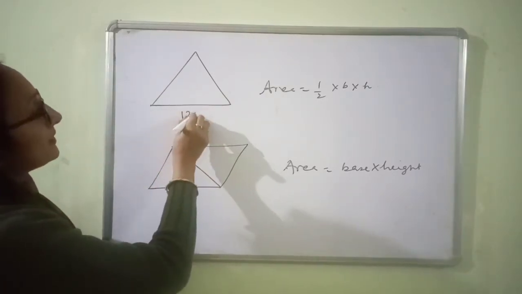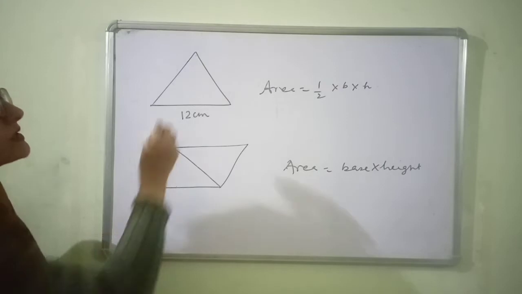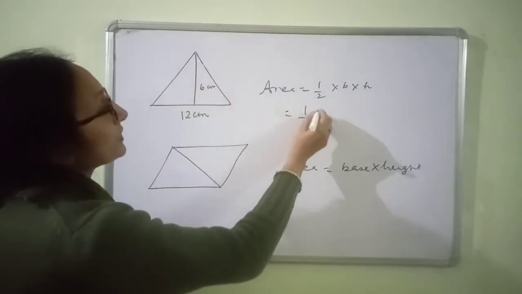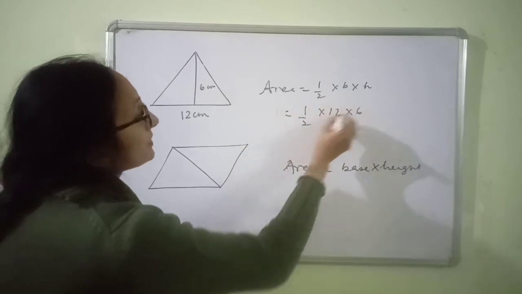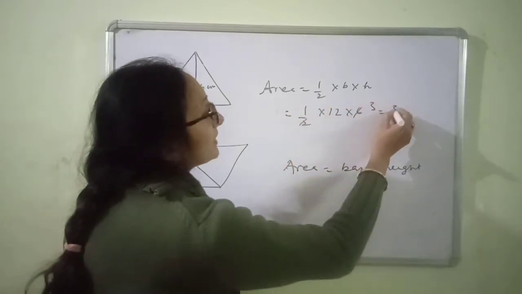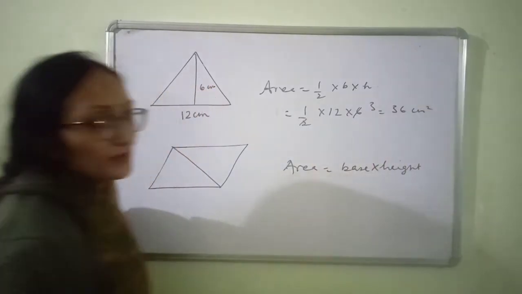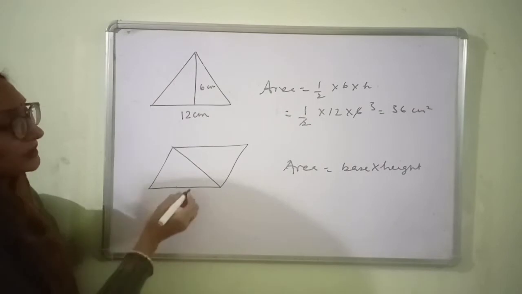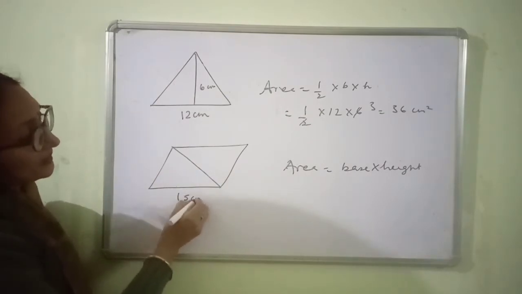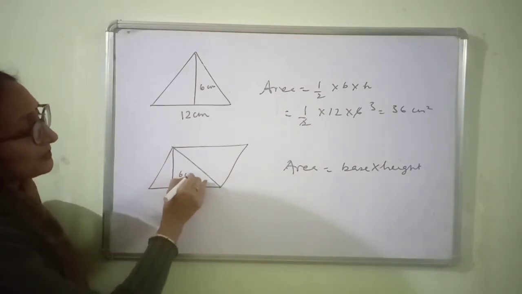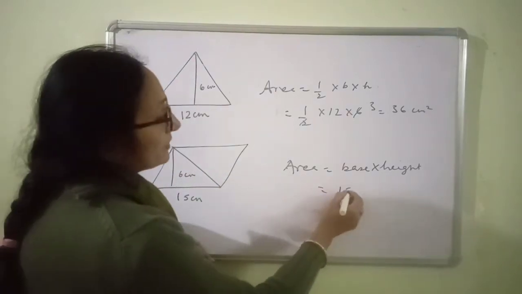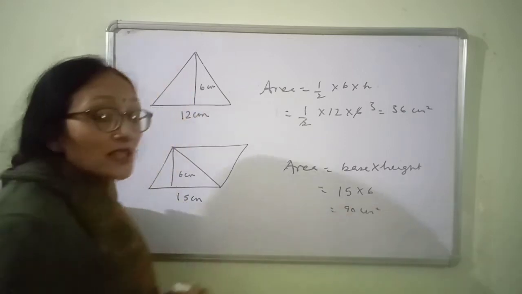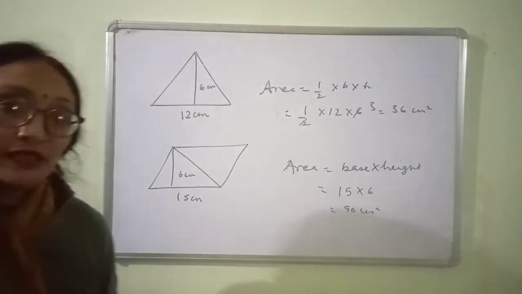Like here, this triangle's base is 12 cm and its height is 6 cm. So area will be 1 upon 2 into 12 into 6. 2 3s are 6, 12 3s are 36 cm square. In the same way, if we have a parallelogram in which base is 15 cm and its height is 6 cm, then area will be 15 into 6, 90 cm square. So these are the very simple questions in which base and height are given.